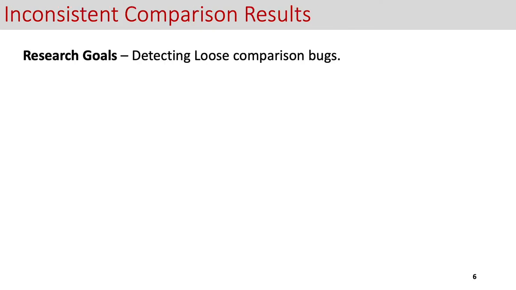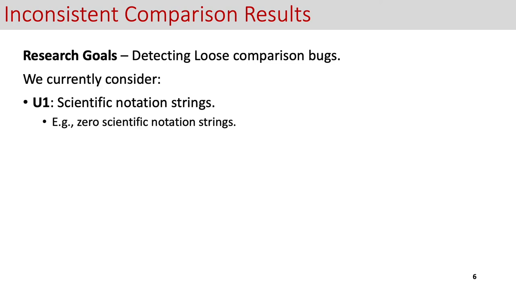So in this work, we aim to detect loose comparison bugs. There are many possible ways in PHP to trick the interpreter into inconsistent comparison results, and we mainly focus on three types. First, scientific notation strings, including the zero scientific notation strings in the previous example.